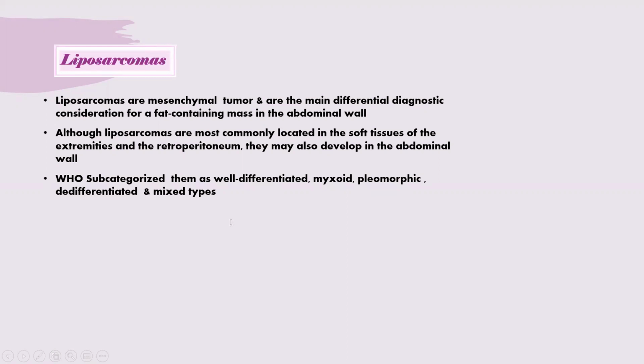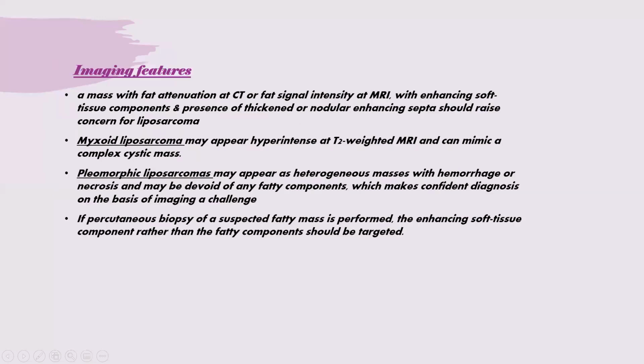Imaging features of liposarcoma: a mass with fat attenuation at CT or fat signal intensity at MRI with enhancing soft tissue component and presence of thickened or nodular enhancing septa should raise concern for liposarcoma. Myxoid type may appear hyperintense on T2-weighted MRI and can mimic a complex cystic mass. Pleomorphic liposarcoma may appear as heterogeneous masses with hemorrhage and necrosis and may be devoid of any fat component, which makes confident diagnosis on the basis of imaging a challenge.